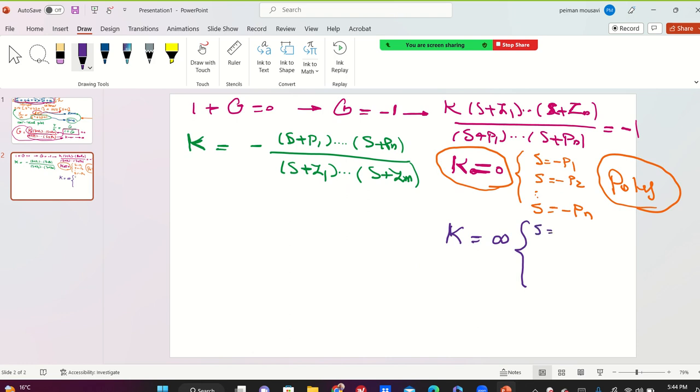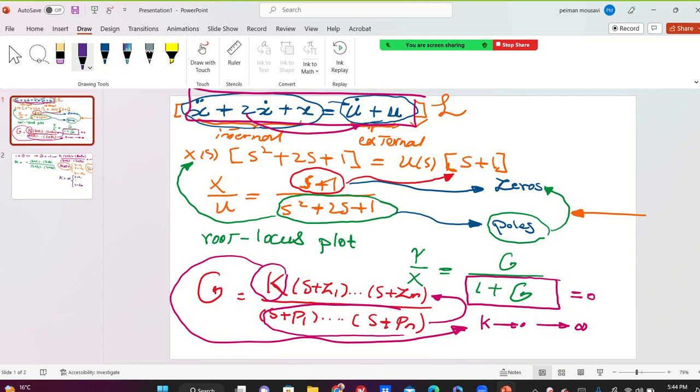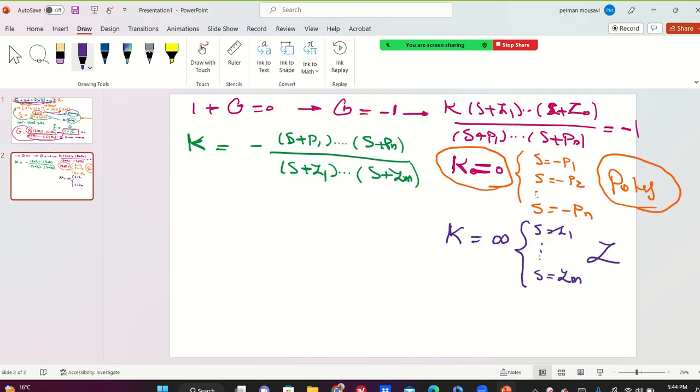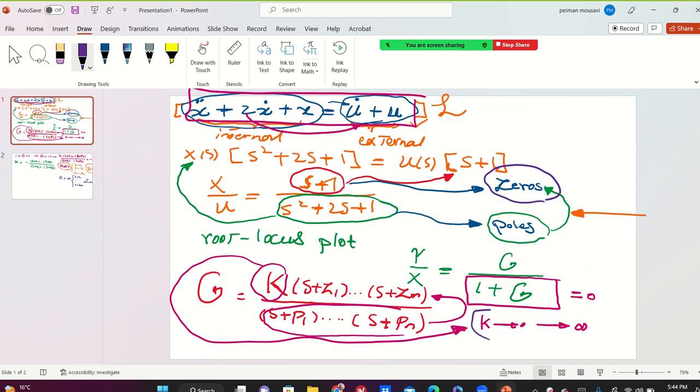Yes. S is going to go from Z1 until S is going to be ZM. So what's the name of the zero? It's going to be zeros, right? So at the zeros of the system. So when I said I'm going to change from zero to infinity, it means I'm moving from the poles toward what? Zeros. Here we go. Now you understand the concept, as it is happening in reality, in the physics of the system.